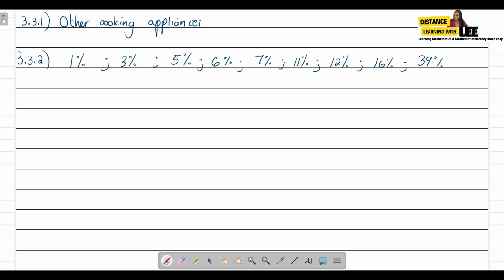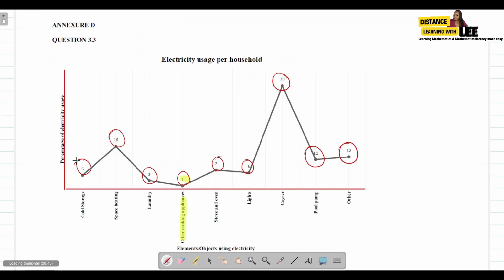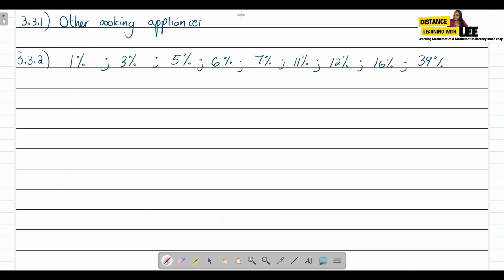Let me just double check if I've got all the percentages here. It's 1, 2, 3, 4, 5, 6, 7, 8, 9. Let's have a look: 1, 2, 3, 4, 5, 6, 7, 8, 9. So I've got all the percentages here and I've arranged them in ascending order. Right, so how do you determine quartile 1? How do you determine quartile 2? How do you determine quartile 3?